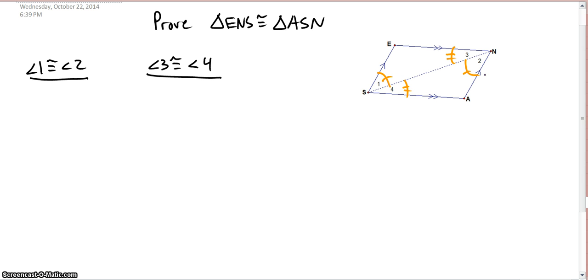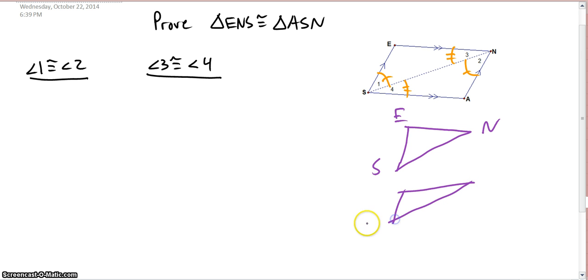Now, the way I look at this triangle is if I were to redraw triangle SEN and triangle NAS in the same orientation, and you could also think of that as ENS to ASN, it looks like both of these triangles share this side SN, which is actually right in the middle. So they share that side, so I've got an A to an S to an A situation, or ASA.